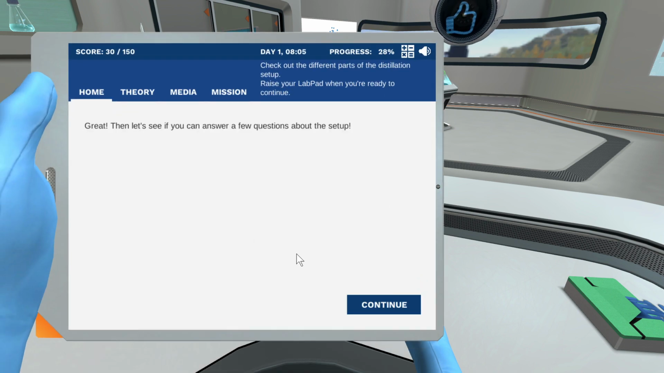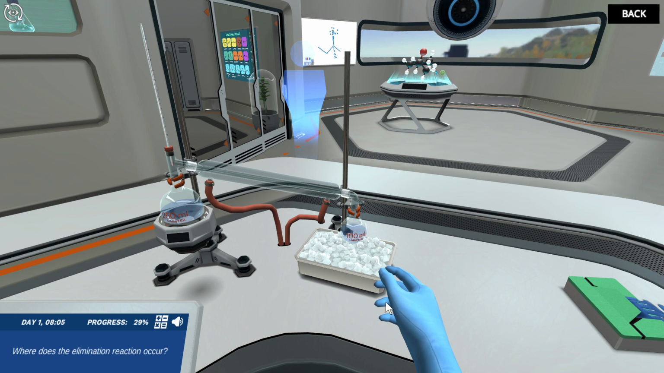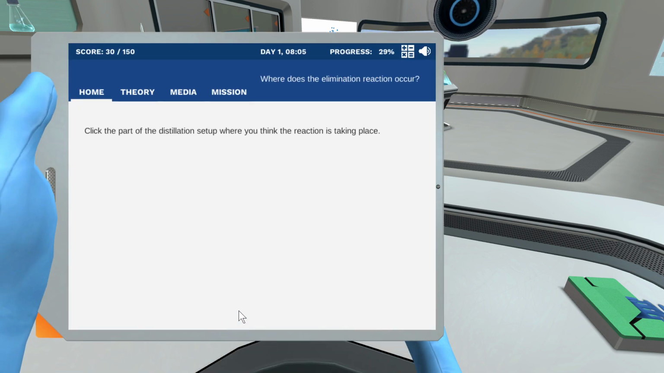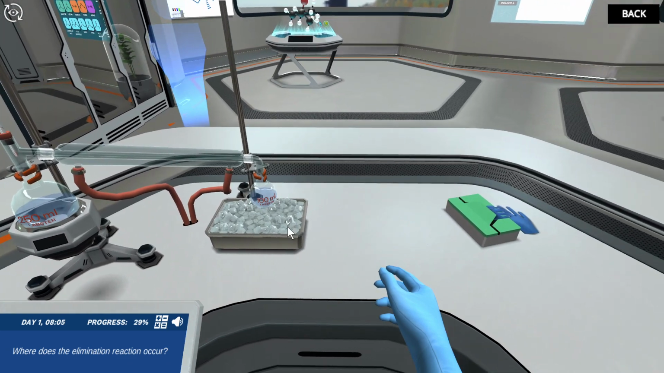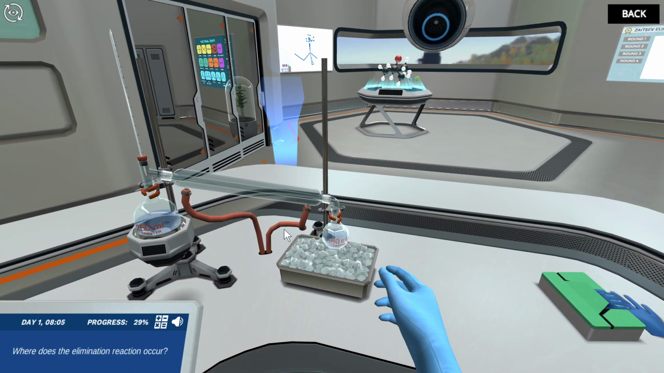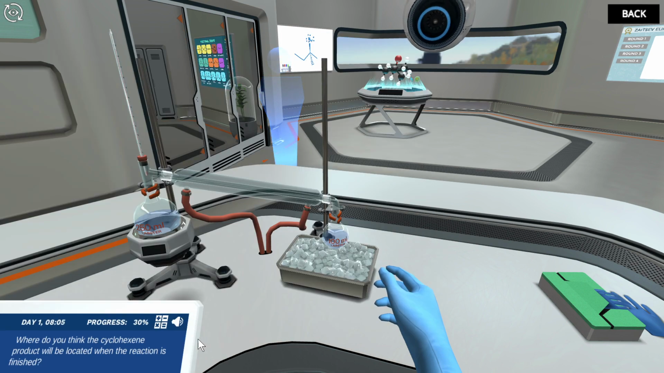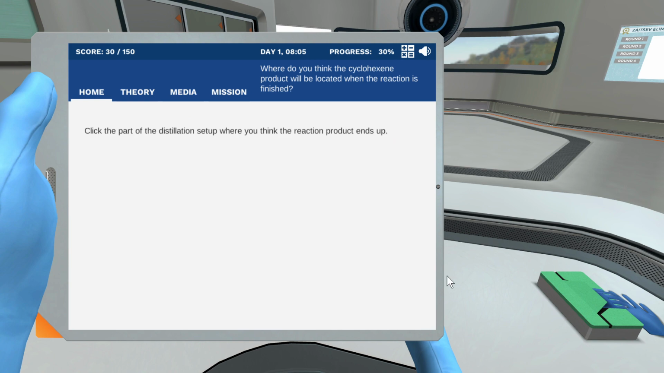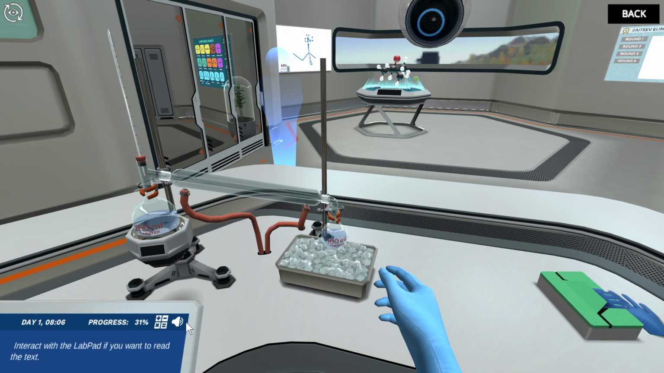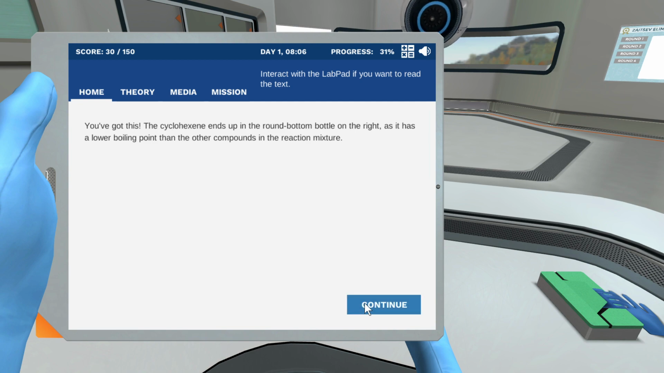Great. Then let's see if you can answer a few questions about the setup. Where does the elimination reaction occur? Exactly, this is the reaction vessel where we've added cyclohexanol and phosphoric acid. Where do you think the cyclohexene product will be located when the reaction is finished? You've got this. The cyclohexene ends up in the round bottom bottle on the right.